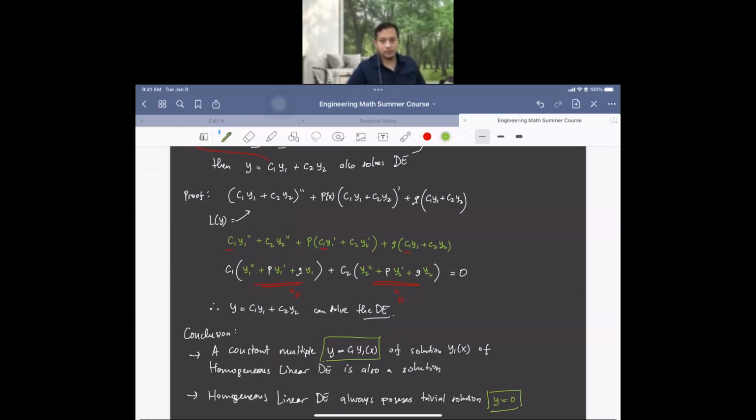Any questions first? So the superposition is telling you that if you have two solutions, y1 and y2, then you will also have the solutions that contain y1 and y2.